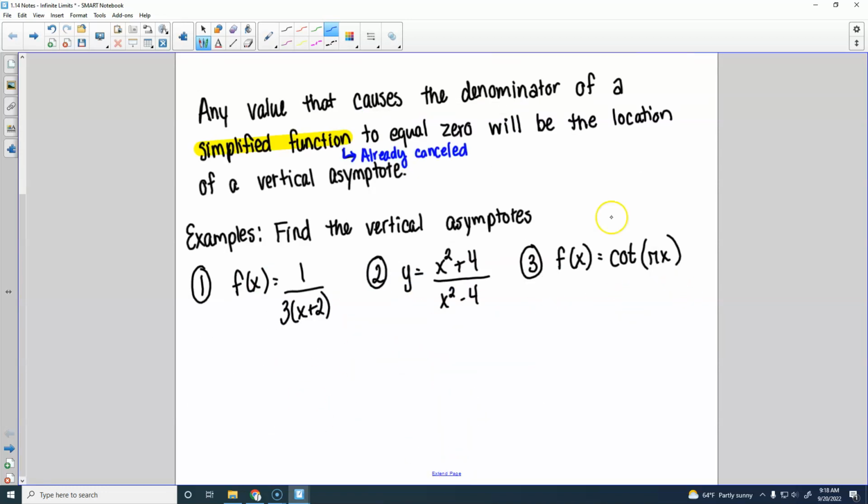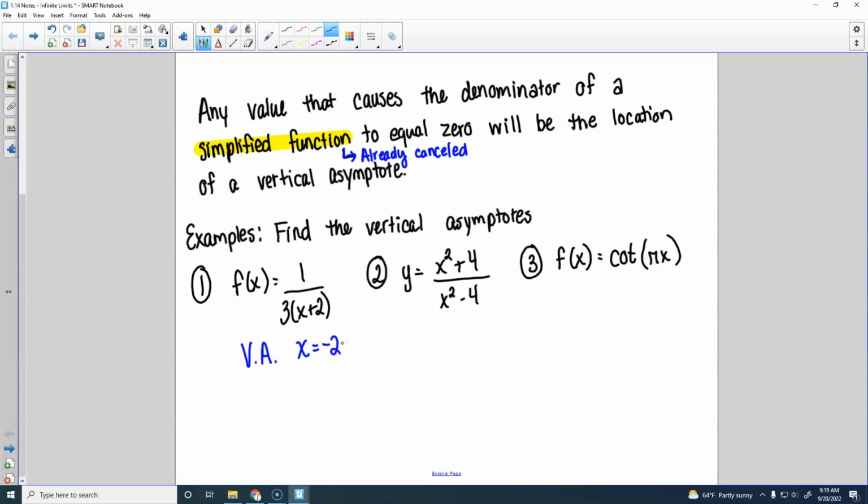If we're just looking for vertical asymptotes, here, there's nothing to simplify. Can't factor the numerator. We're going to have a vertical asymptote at, what is my vertical asymptote going to be? X equals negative 2. All right, plug in negative 2 there, gives you a 0 in the denominator.